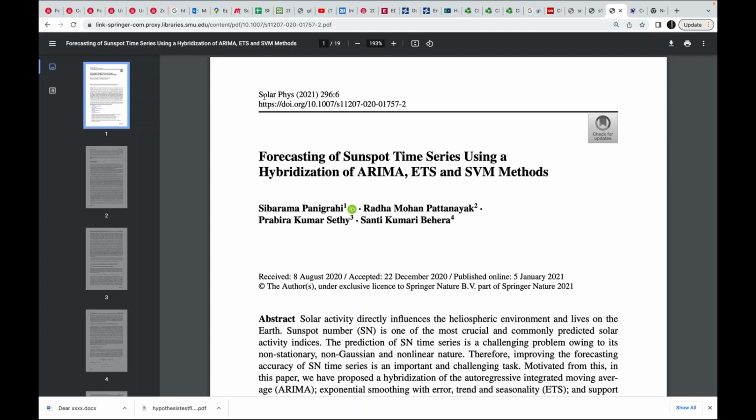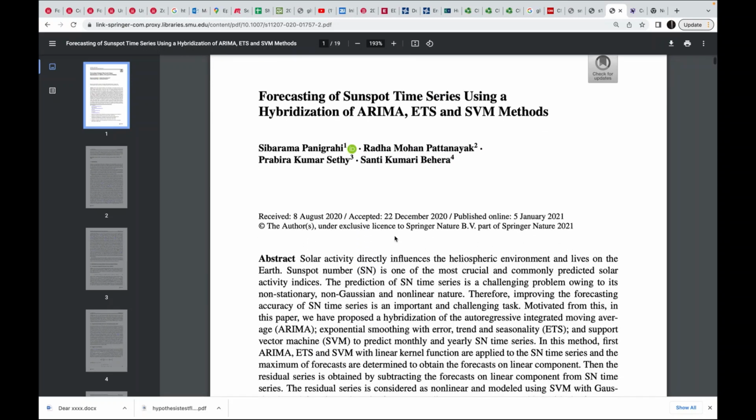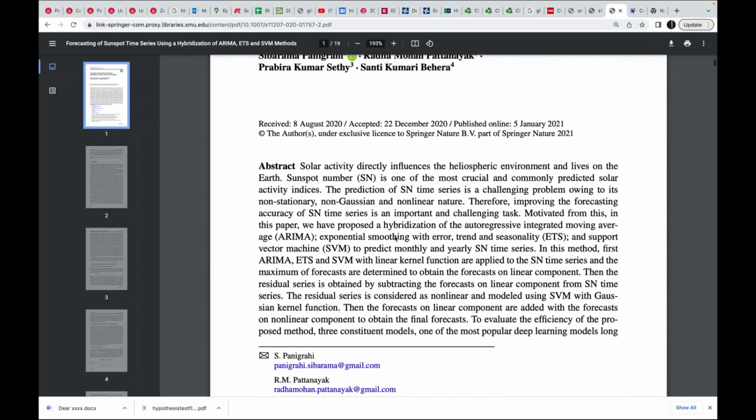And this is one in solar physics from 2021, forecasting of sunspot time series using a hybridization of ARIMA, ETS, and SVM methods. We've looked deeply into ARIMA and ETS, and SVM is support vector machine, which is also a popular data science model. There'll be some information about that here. No shortage of information and tutorials on SVM. So let's just look at this article and see what the recent research is looking at.